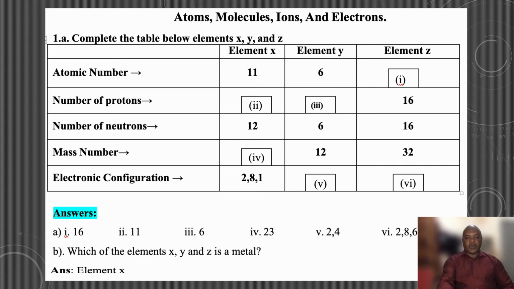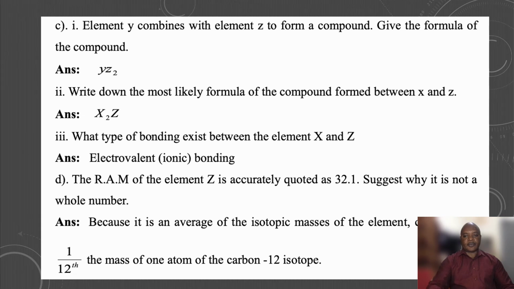Now let's go to the next part of the question. The next part of the question is C.1. Element Y combined with element Z to form a compound. Give the formula of the compound of Y and Z. Remember that Y belongs to group 4 or group 14 of the periodic table, and Z belongs to group 6 or group 16 of the periodic table. And now when the two combine, what will be the formula?